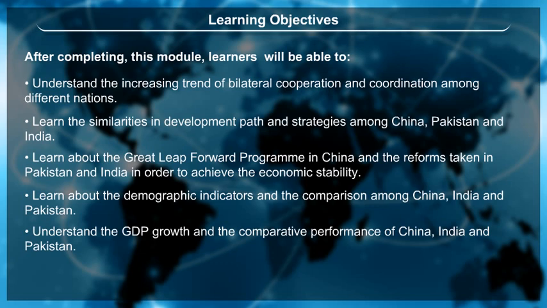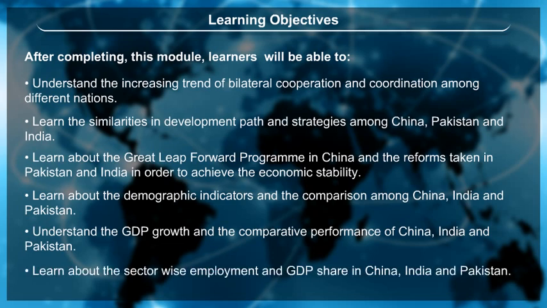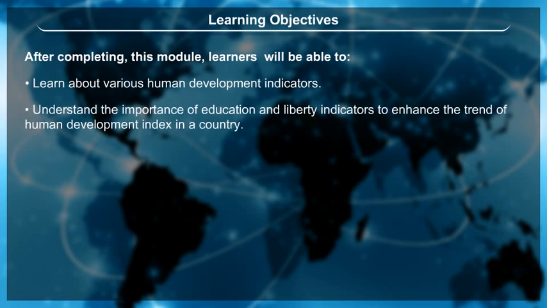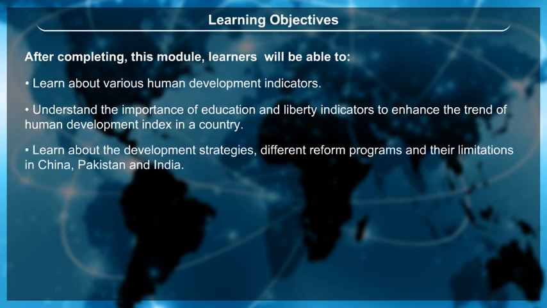Understand the GDP growth and the comparative performance of China, India, and Pakistan. Learn about the sector-wise employment and GDP share in China, India, and Pakistan. Learn about various human development indicators. Understand the importance of education and liberty indicators to enhance the trend of the Human Development Index in a country. Learn about the development strategies, including different reform programs and their limitations in China, Pakistan, and India.